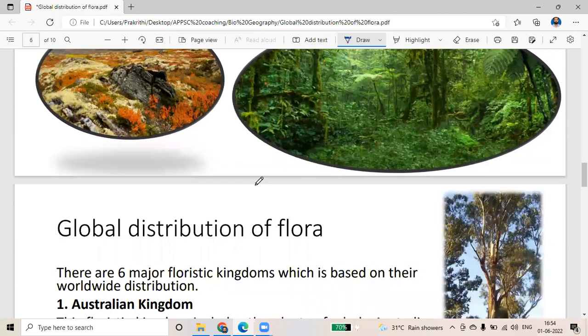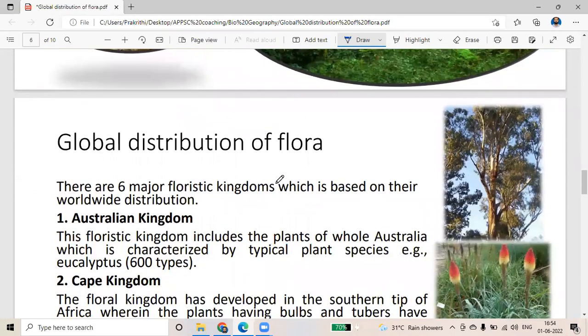Then, when somebody asks you the global distribution of flora, there are actually 6 major floristic kingdoms that are distributed widely. Our whole Earth surface has been divided into 6 floristic kingdoms. The early one was about the biomes and where they were distributed. So if the question is global distribution of flora, you have to mention these 6 floral kingdoms.